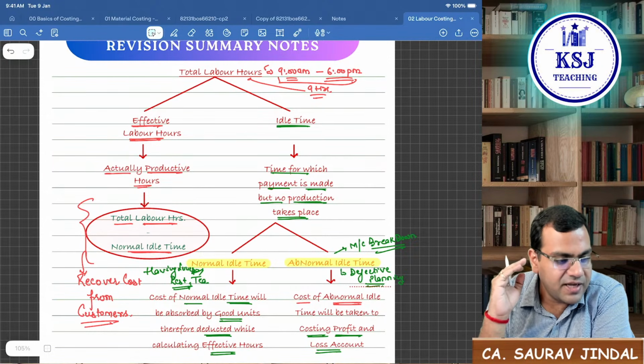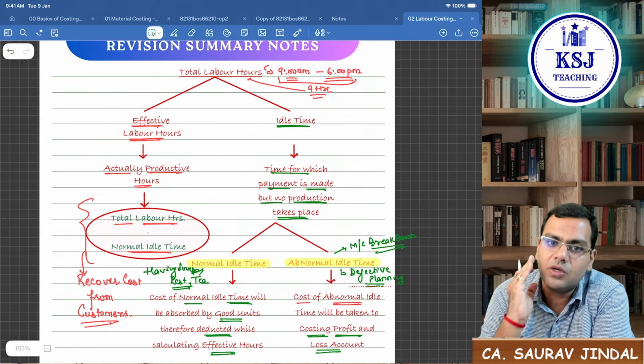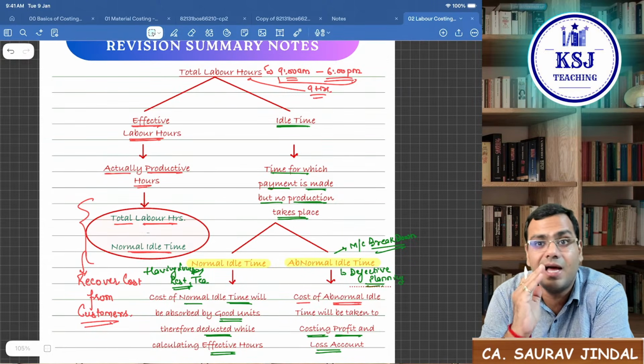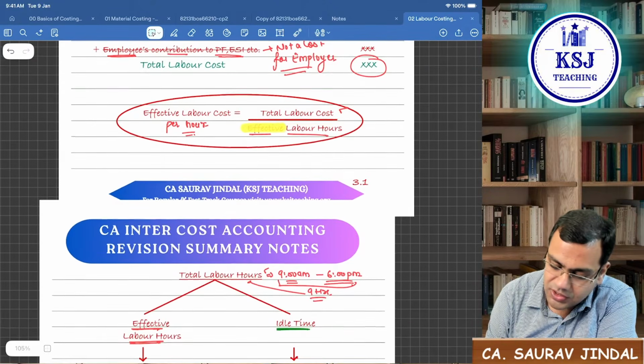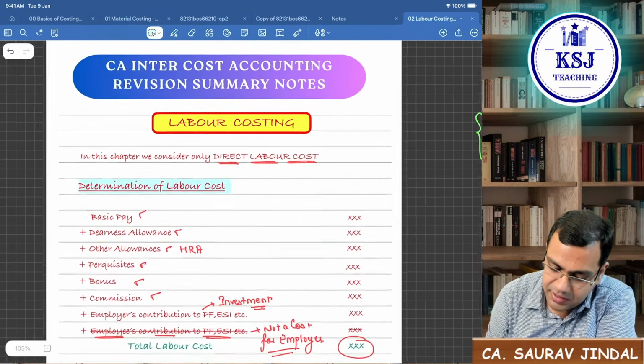So this is how we can find out what the labor cost is which the employer has to bear, right? So it will be total labor cost divided by effective labor hours.